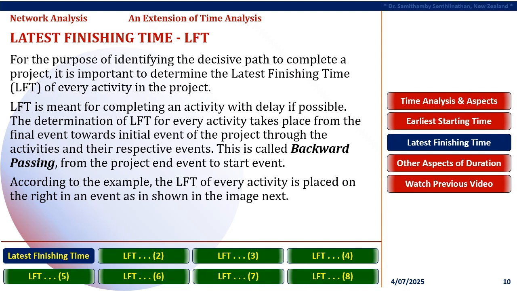Latest finishing time, known as LFT. For the purpose of identifying the decisive path to complete a project, it is important to determine the latest finishing time, LFT, of every activity in the project. LFT is meant for completing an activity with delay if possible. The determination of LFT for every activity takes place from the final event towards initial event of the project through the activities and their respective events. This is called backward passing, from the project end event to start event. According to the example, the LFT of every activity is placed on the right in an event as shown in the image next.